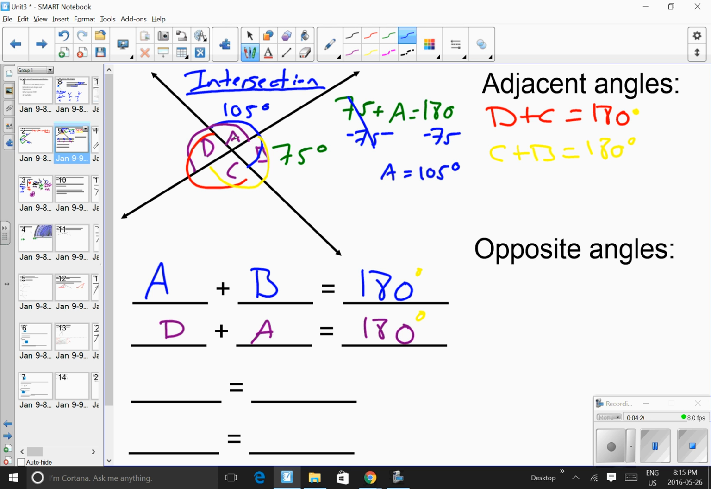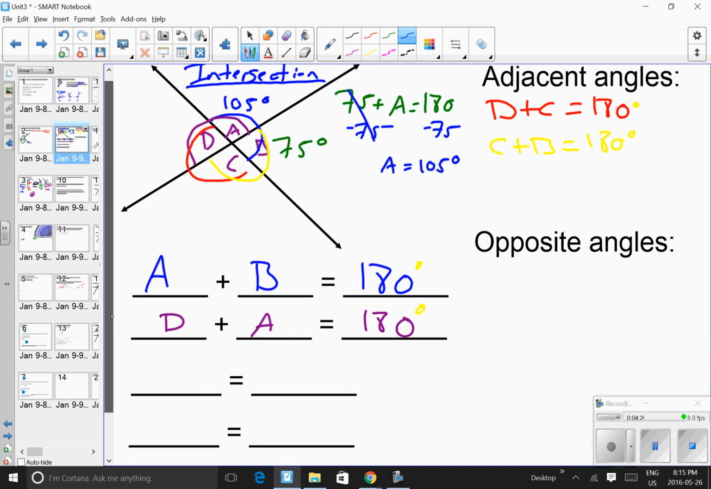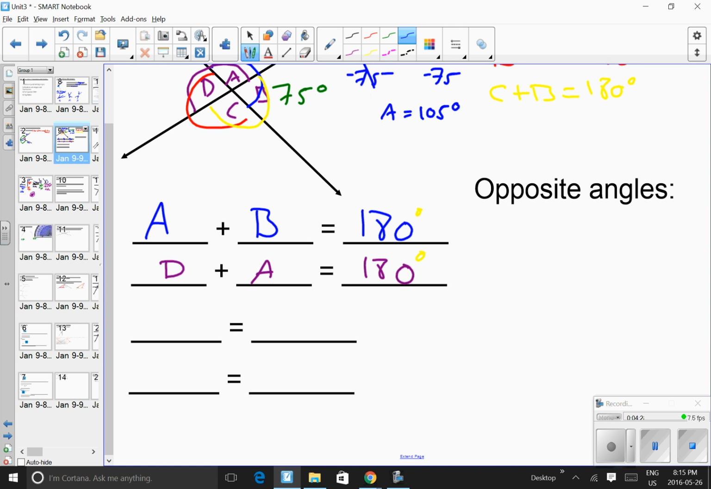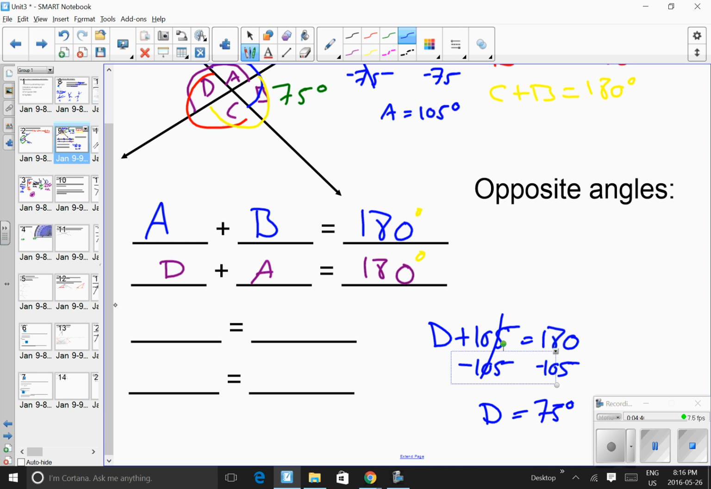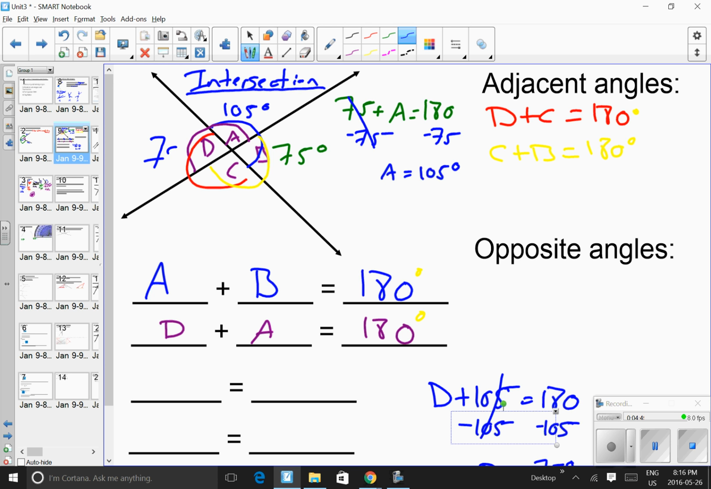I could do that again to figure out what angle D is. Angle D plus 105 has to equal 180. Subtract 105 from both sides, and I'm going to have D equals 75 degrees. Now you'll notice that we're starting to get a pattern. If I did this again, I would find that angle C equals 105 degrees.